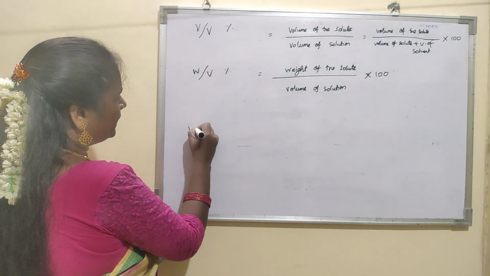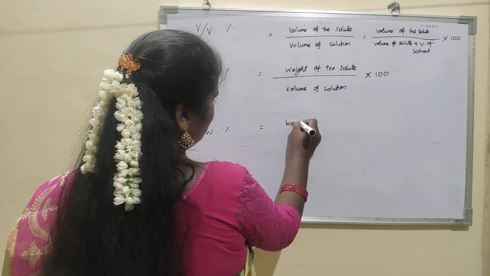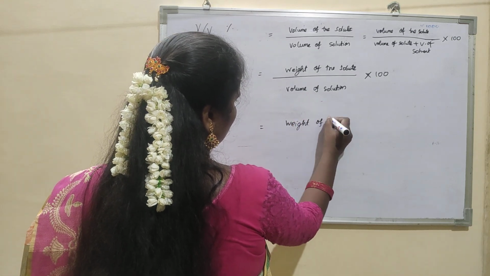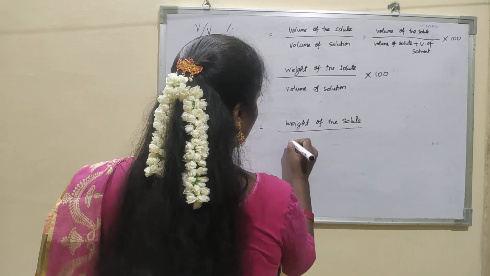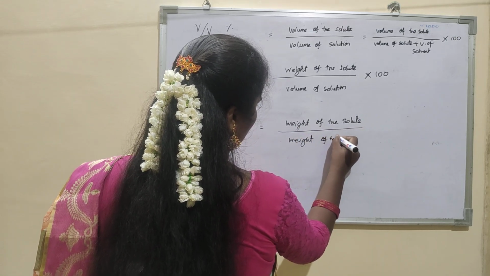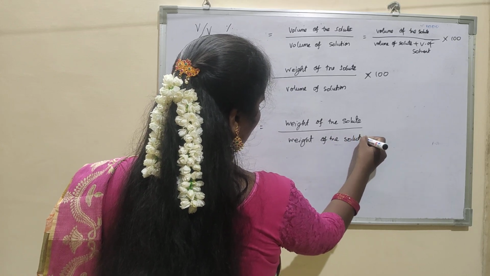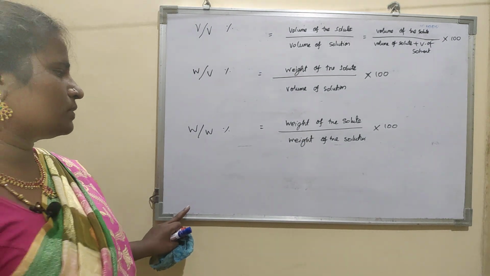Next one is weight by weight percentage. Weight of the solute divided by weight of the solution into 100. Okay, so these are percentage solutions.